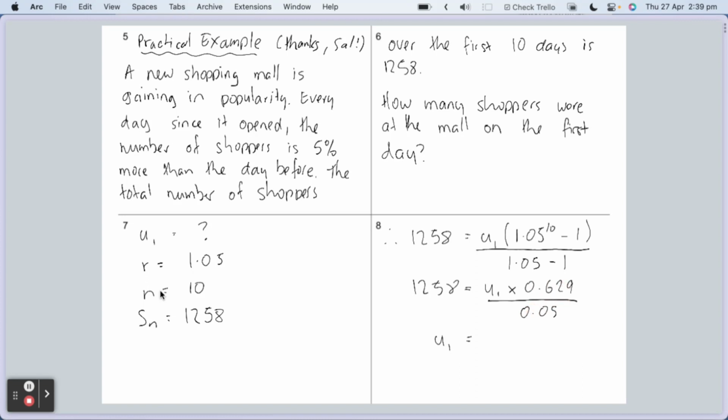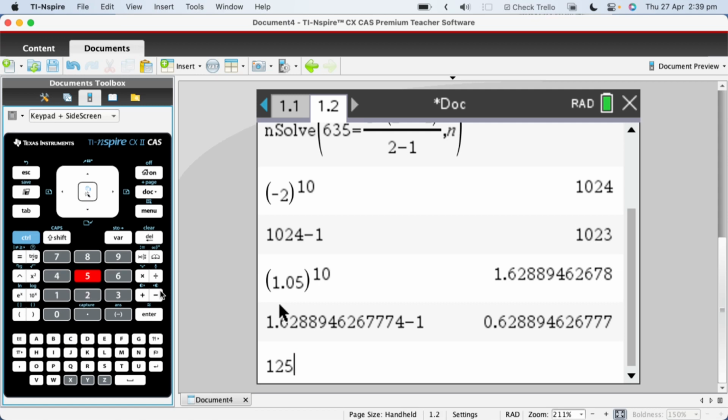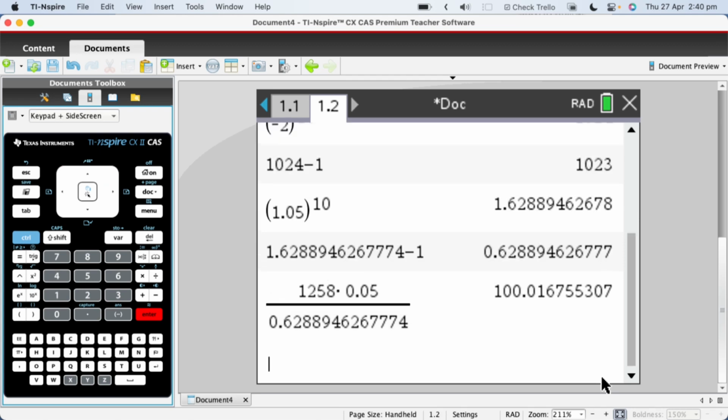On my calculator, I've got 1258. I'm going to multiply by 0.05, and then divide it by 0.629. But instead of writing in the rounded decimal, I'm going to use my up arrow on my calculator to highlight the value with all the decimal places, press enter, and then press enter again, and it will give me the answer, 100.02.